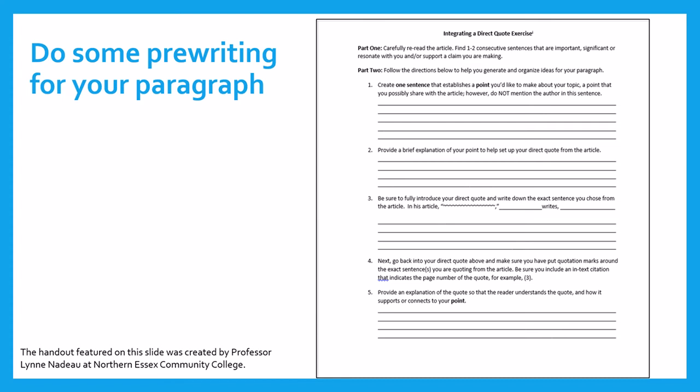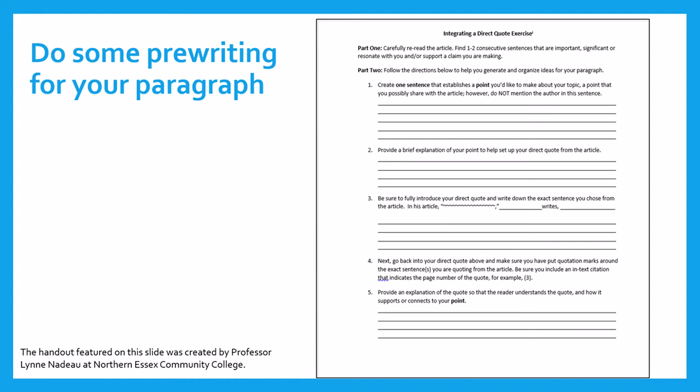Then you'll notice in step 3, you want to fully introduce your direct quote. You'll notice here on the handout that there's a bit of a template for you to follow. You can adjust that template to any way you'd like, but when you're introducing a direct quote, you want to make sure that you introduce the title of the article and the author's name, and you want to use a signal phrase like writes or says or explains.